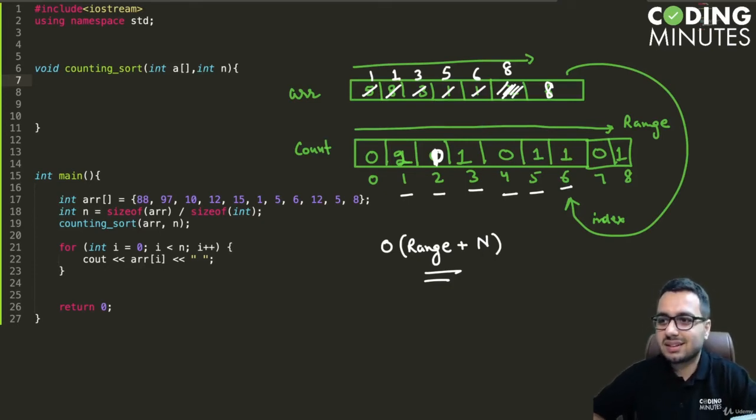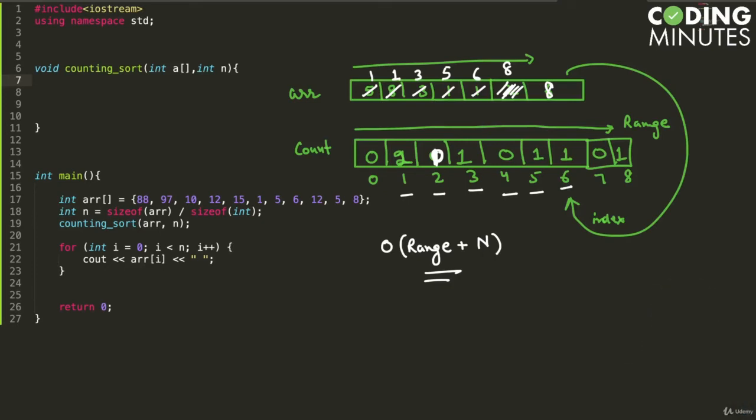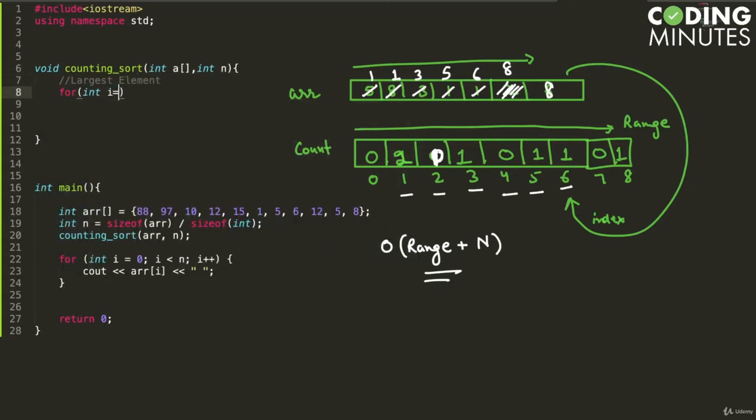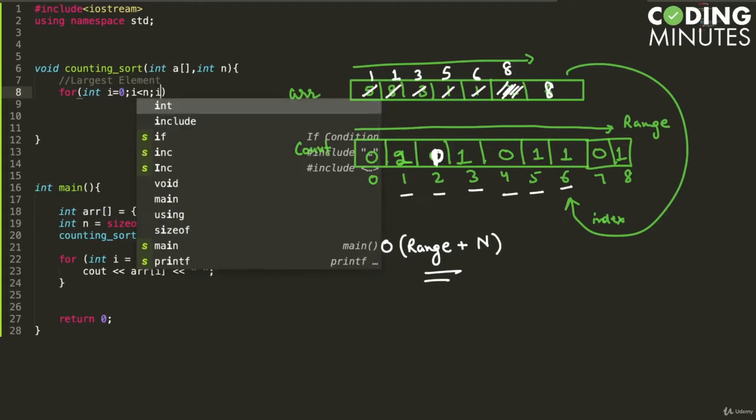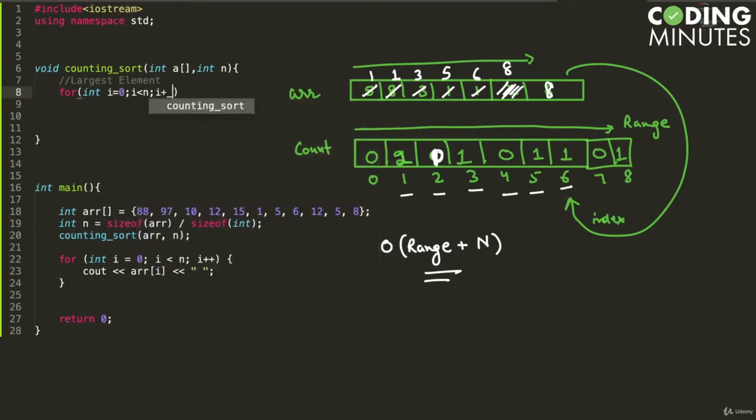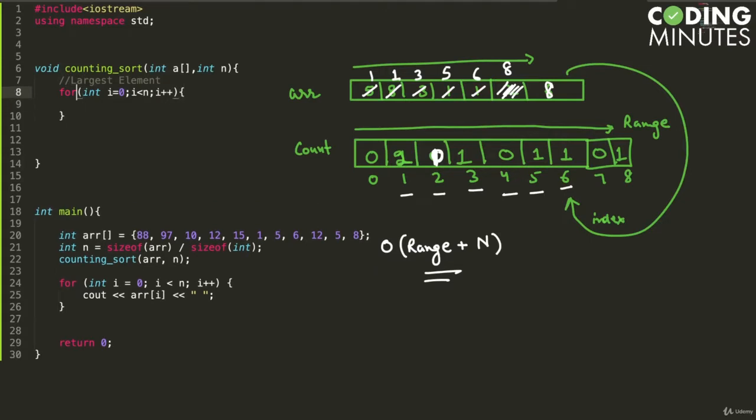Hi, so let's discuss the implementation for counting sort algorithm that we have just seen. So I'm to complete this function, I'm given this array, and what we will do, we will first find out the largest element so that we get to know about the range. So that is easy. We just need to iterate over all the elements, and we can assume that all the elements are, let's say, positive.